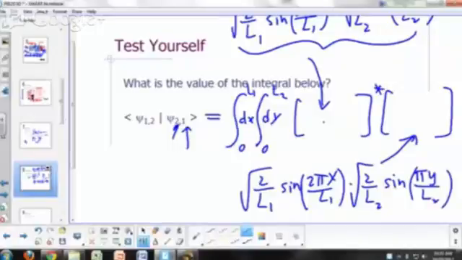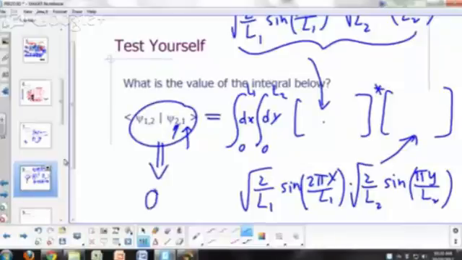And when you integrate that, what do you get? You have an orthonormal set. If you did this the hard way, you get the same answer. And what's the answer? 0. Okay.